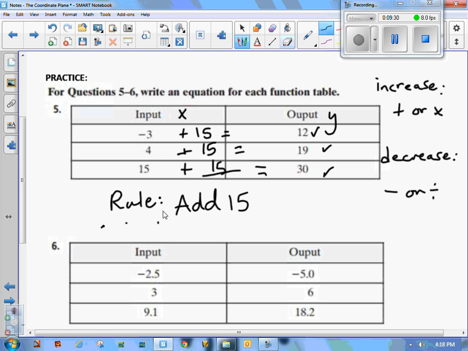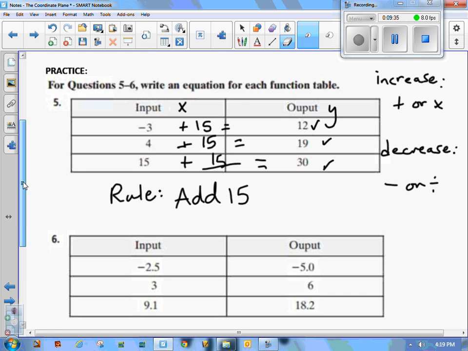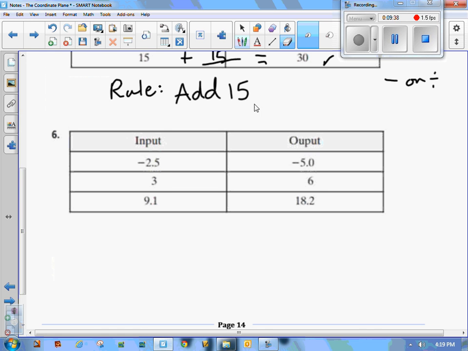I want you to take a minute or 2, and complete the next function table's rule. Look at the pattern, see what is happening, and see if you can find the rule. Remember, it's going to be either add, subtract, multiply, or divide by a value that continues the pattern. Our input's x, our output's y. What are we doing to x to get y? Once you're done with this table, you have finished the lesson on functions.